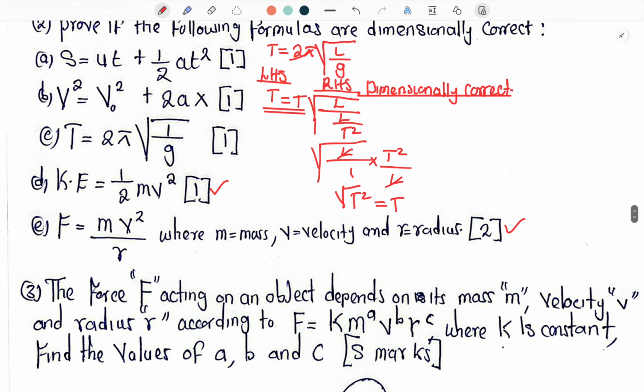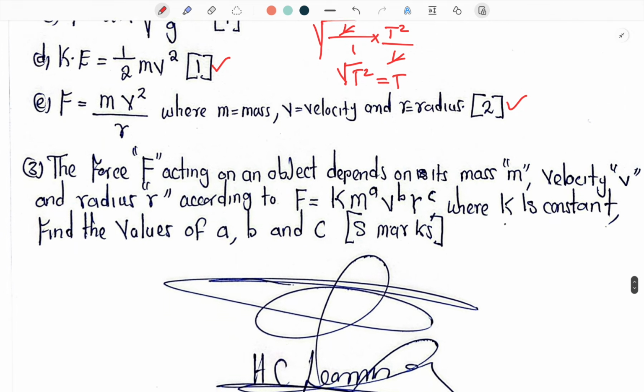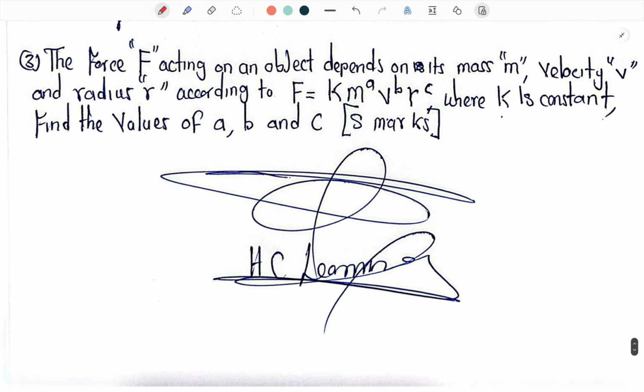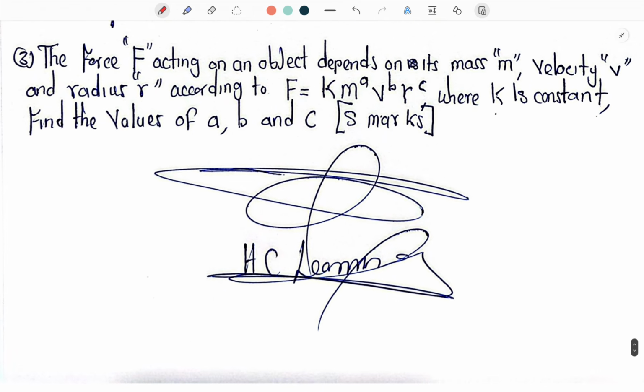Let's go further. We see if we can actually do the last question. We have question 3, which was actually saying the force F acting on an object depends on its mass m, then its velocity and radius r, according to the equation given. Okay, so we have this particular equation. In the equation, we've been given the force, so we're going to find the dimensions of each quantity given.